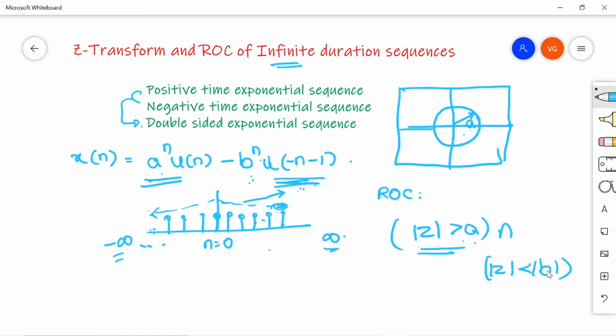But here mod z less than b. So you will be having another circle of radius b here. So this is mod z less than b means only this portion, right? So this annular ring portion only converges for this double-sided sequence. So this is the ROC of your double-sided exponential sequence.